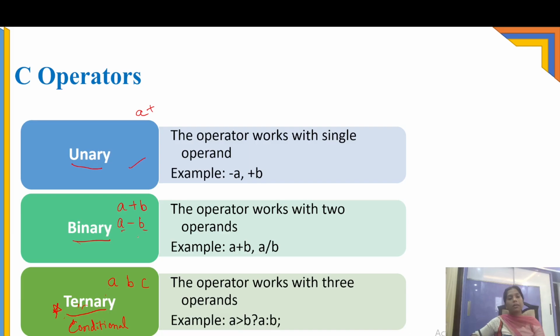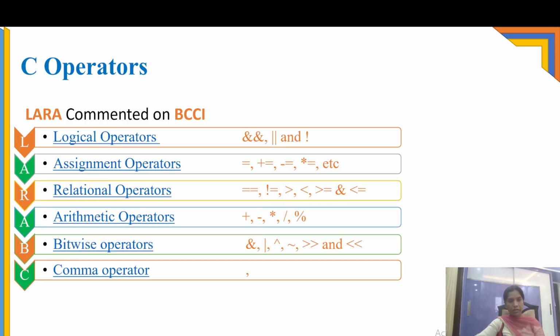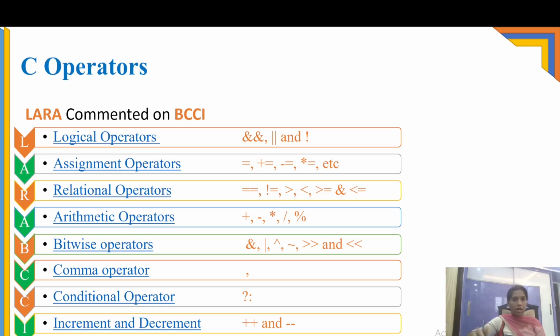So unary, binary, ternary. Based upon these types of operators, we have 8 different types of operators. Those are, Lara commented on BCCI. So you need to remember Lara, BCCI. Lara: logical, assignment, relational, arithmetic, bitwise, conditional, comma, increment or decrement.